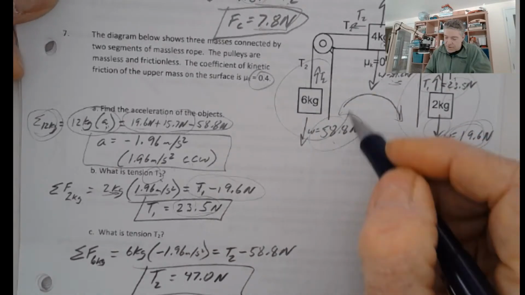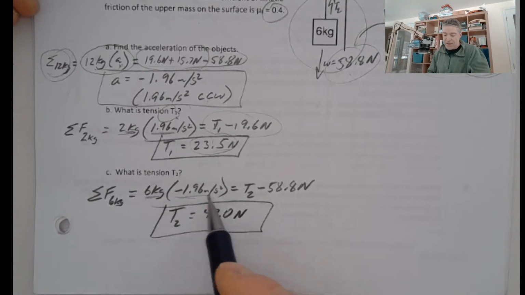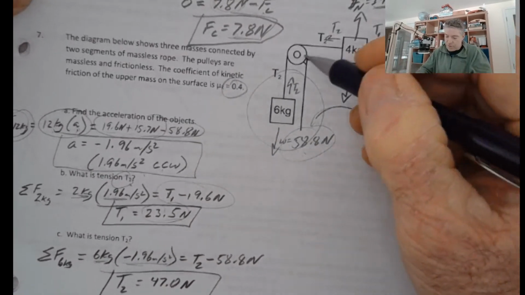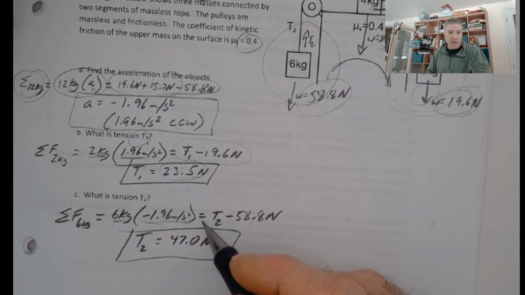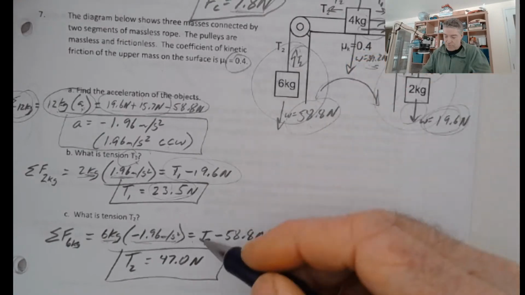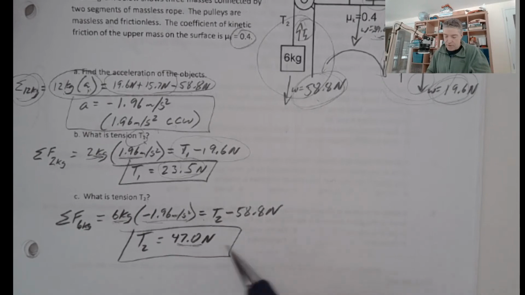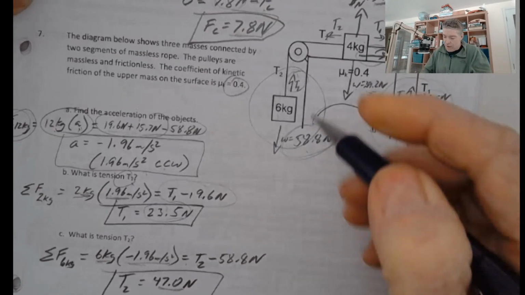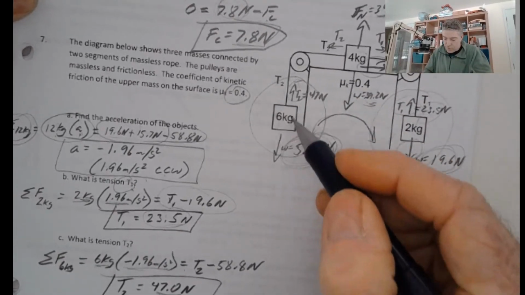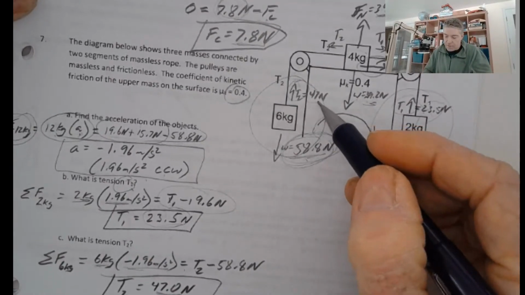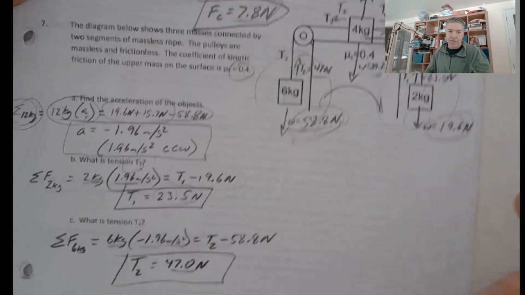T2, do the same thing except use this. So the mass is 6 kilograms. The acceleration is negative 1.96 because the whole thing's going like this. So this block's going downward at that rate. And then the individual forces are T2 minus the weight. T2 comes out to be 47. And see if that makes sense. We've got two forces acting on this, the weight of 58.8, the tension pulling up at 47. This is stronger than that, so this is going to accelerate down. Yeah, that makes sense.